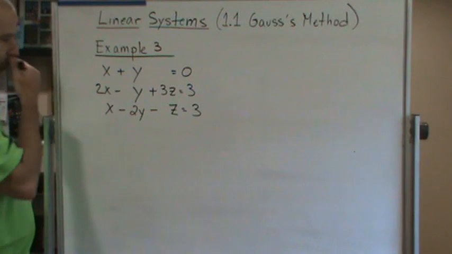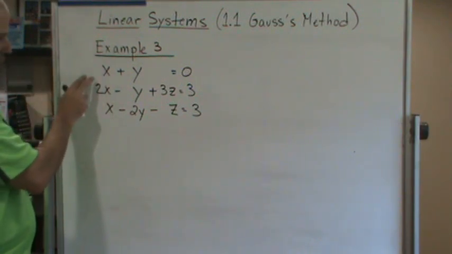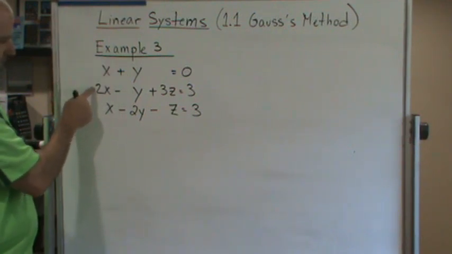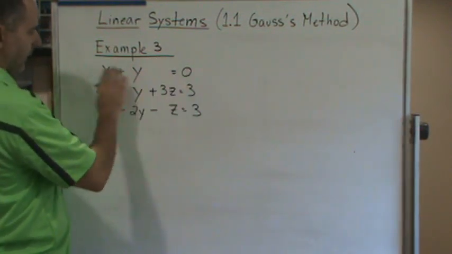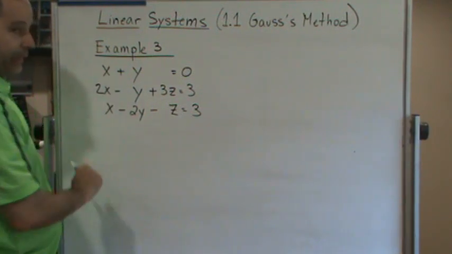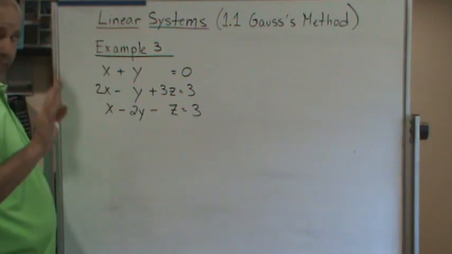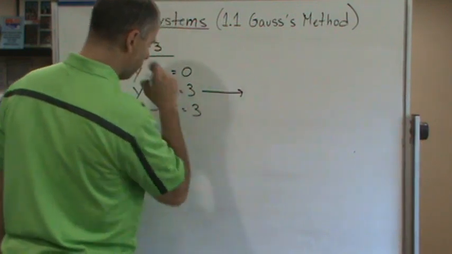So what we want to do is eliminate the x's in this first row. So we've got x here, right? Now we want to eliminate both of these x's in the second and third equation. So what we're going to do is multiply row 1 and add it to row 2 and row 3 respectively. Again, it's going to be two different operations. Okay, so I'm going to draw my arrow.